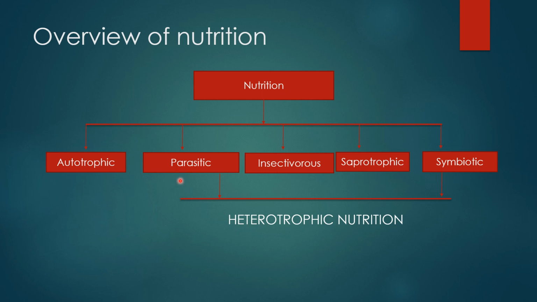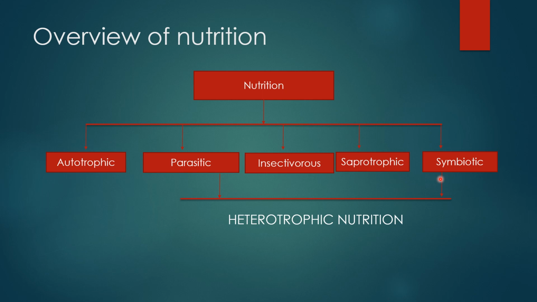The first one is parasitic nutrition. In that case, an organism or plant depends upon another plant for its nutrients. And in the next case, insectivorous. In that type, plants actually feed on insects. Next one, saprotrophic. They collect nutrients from dead and decaying matter. And the last one is symbiotic. In that case, two organisms or two plants are mutualistic. They actually help each other and derive their food.